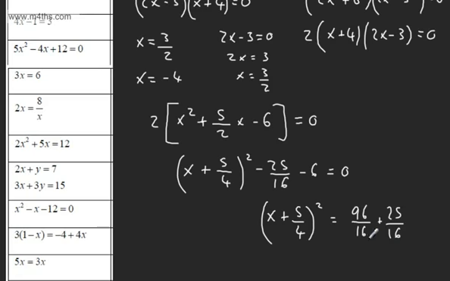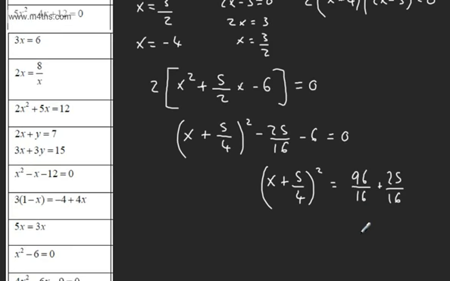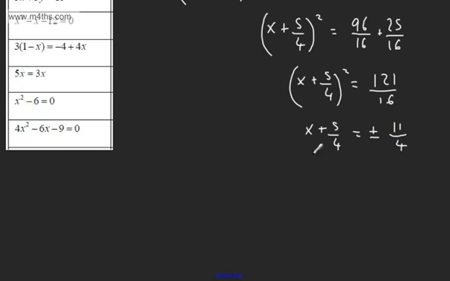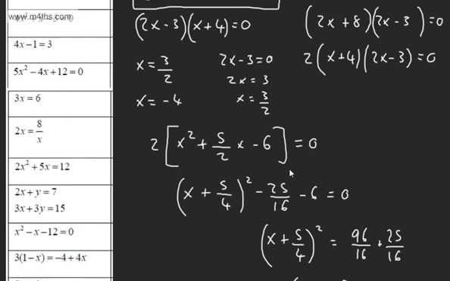If I add those two together, what's that going to give me? That's going to give me 121, so x plus 5 over 4 all squared is going to be equal to 121 over 16. If we now square root both sides, and this really is a mess, isn't it? x plus 5 over 4 will be equal to plus or minus the square root of 121 over 16, which is going to be 11 over 4. And then we'd simply subtract the 5 over 4, so x would be equal to minus 5 over 4 plus or minus 11 over 4, which are going to give us exactly the solutions that we had before.